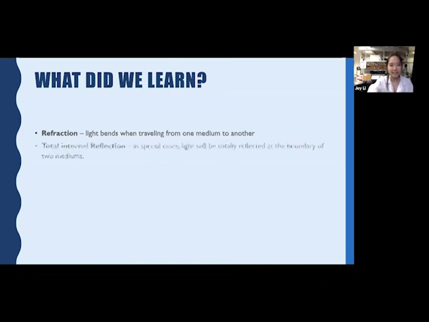And we also learned about total internal reflection with the light fountain. So again, in special cases, when the light hits a boundary between two mediums like air and water, instead of refracting, the light will be completely reflected. And this is the principle behind fiber optic internet. So you can keep light trapped basically within an optical fiber and transmit information basically at the speed of light through this fiber, using total internal reflection to trap the light.